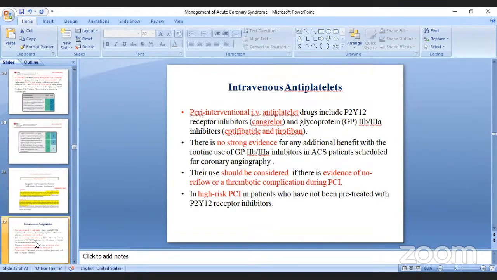Moving on to intravenous antiplatelets, like I had explained earlier, it is eptifibatide and tirofiban. There is no strong evidence for any additional benefit of usage of these IV antiplatelets. They should be considered only if there is evidence of no reflow or a thrombotic complication during PCI, or in case of high-risk PCI in patients who have not been pre-treated with P2Y12 receptor inhibitors earlier.